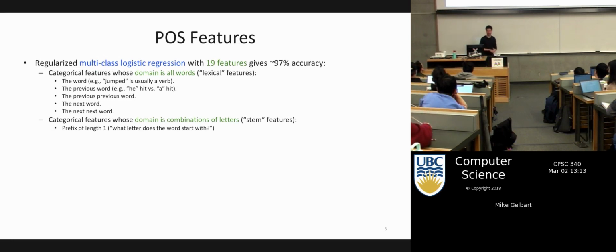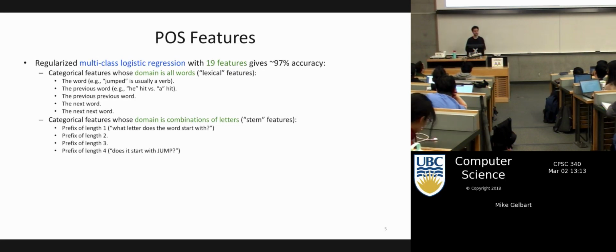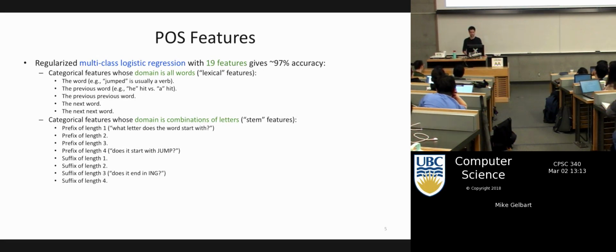Another thing we can do is look at the letters inside of a word. We can have all these different types of features for words helping us classify the part of speech of the word. For this example here, does it end in ing? That's an example where that feature might be a pretty strong indicator of the word being a verb.